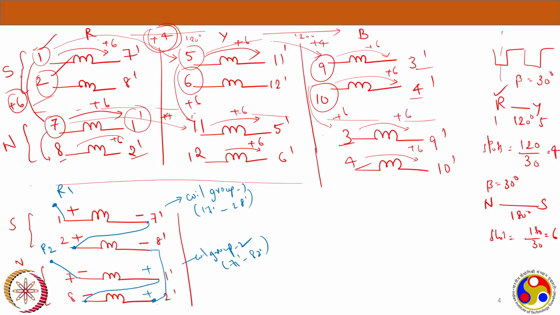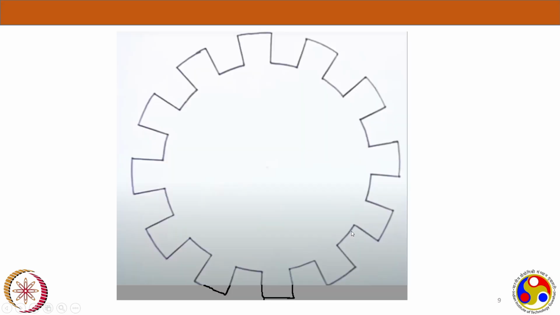So let's see this particular connection in the machine diagram itself. So I just took a machine here. Till now we have seen it in a planar view, but if you see it in a machine perspective, you can see how the poles are forming, how the R phase is forming, how the B phase is forming. So I'm just marking the slots here: 2, 3, 4, 5.